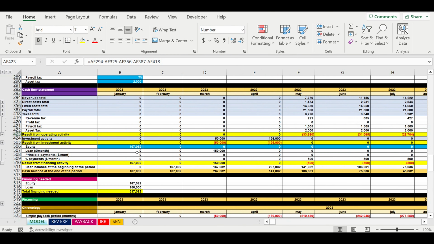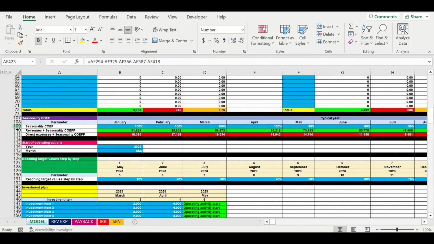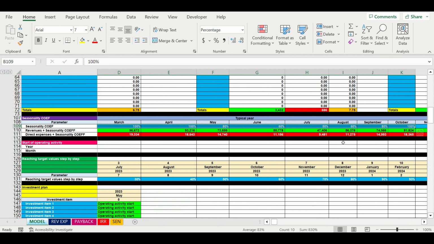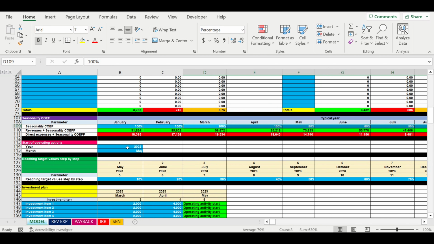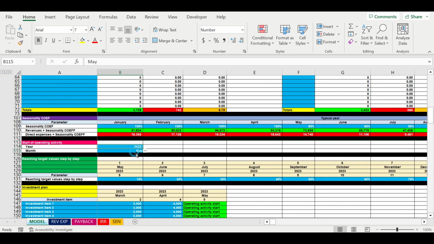And to calculate the right revenue, we are introducing the seasonality coefficient for the typical year. So once we've created the portrait for the typical week, we create the revenue for each month, and then we add this seasonality coefficient. Then the next input: we are setting up when we get the first revenue. So we are specifying the year and the month. This is the place where the whole project starts.